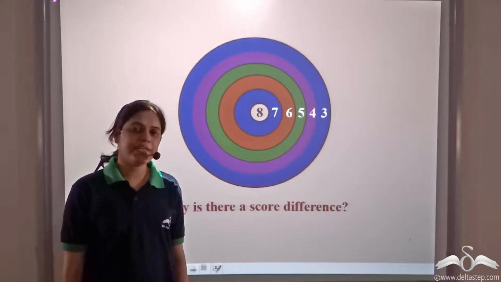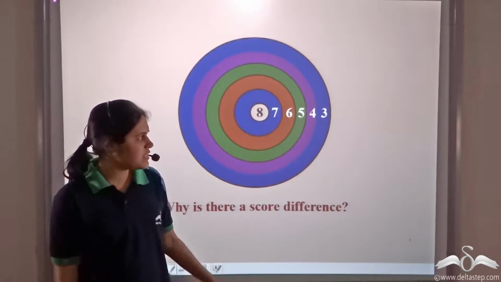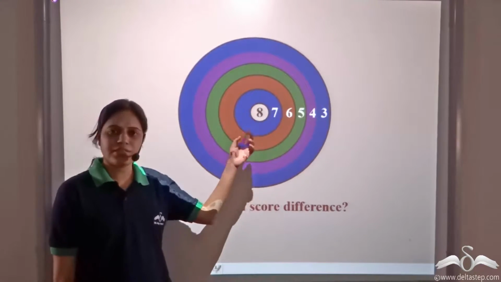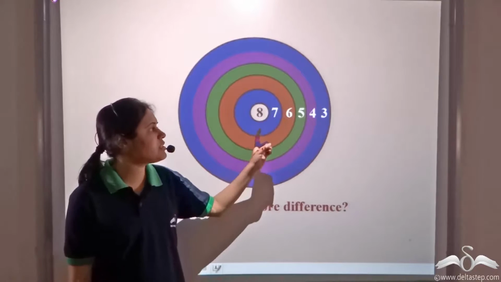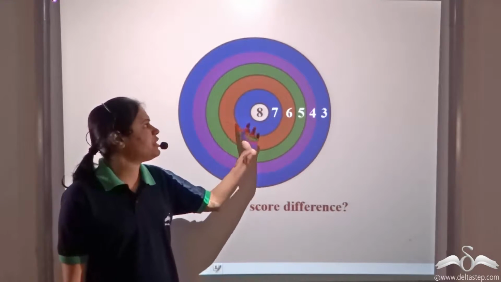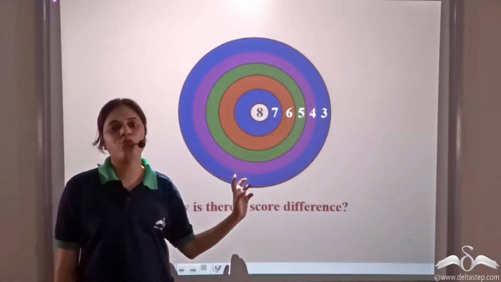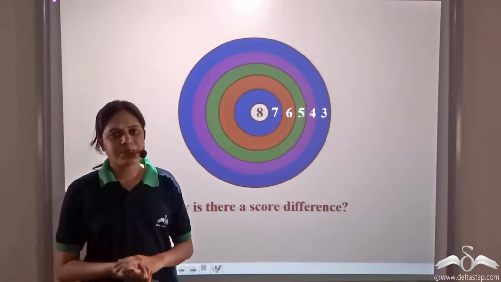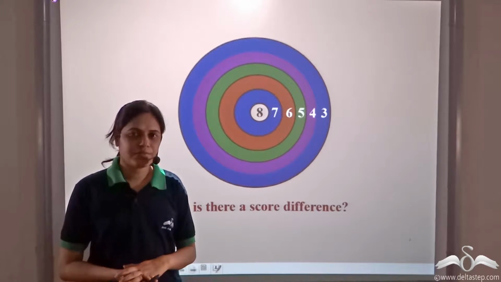Have you ever played darts? You must have observed that the points allotted to the inner circles are more than the points allotted to the outer circles. That is, if you hit the inner circles, you score more. Why is that so? Is there any specific reason behind it?